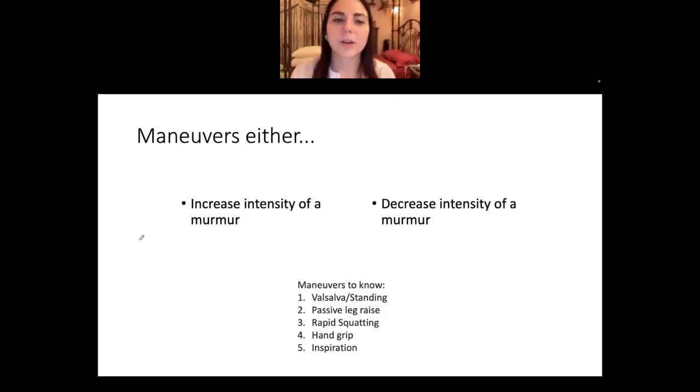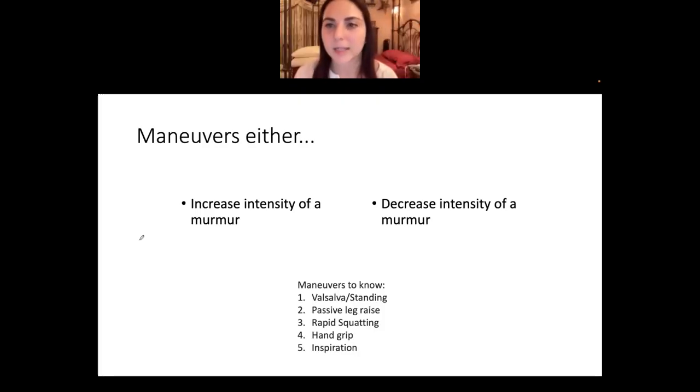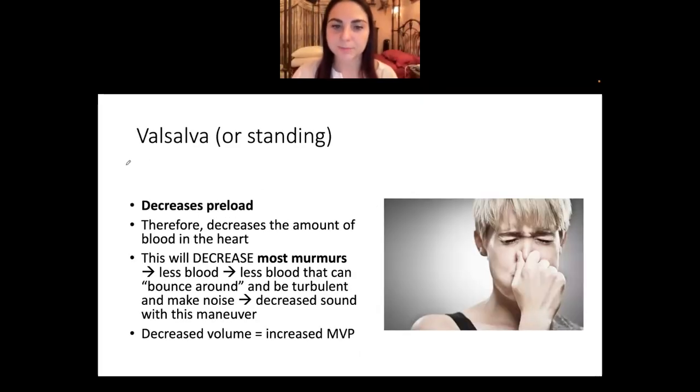So maneuvers are either going to increase the intensity of a murmur or decrease the intensity of the murmur. That's why it's really hard to just memorize the maneuvers. It's going to be a lot easier if you understand what's going on with the maneuvers, and if you understand what's causing the murmur, it'll hopefully help you reason through it rather than just memorizing. First year you could 100% memorize these maneuvers, but second year you really need to sit and think about these. So the ones to know are Valsalva or just standing, passive leg raise, rapid squatting, hand grip, and inspiration. These are the 5 maneuvers to know.